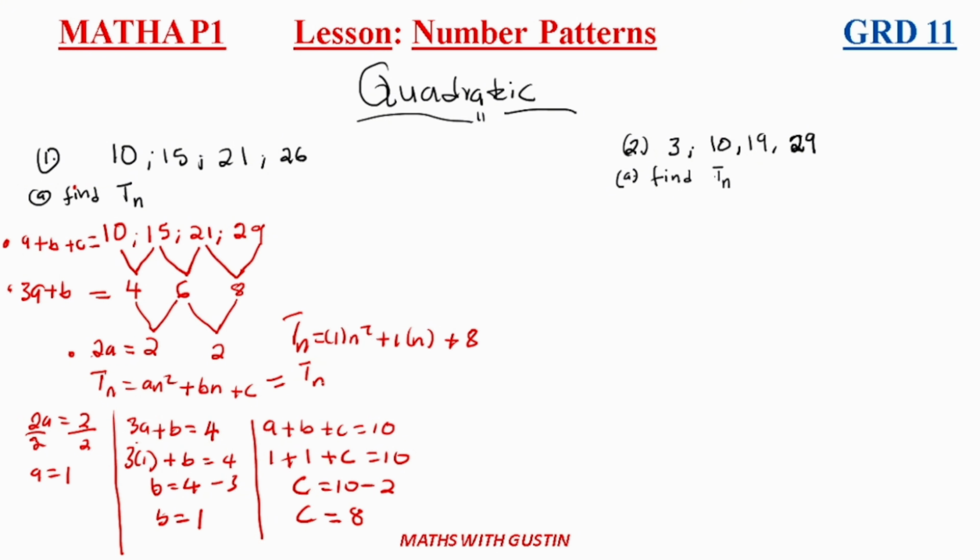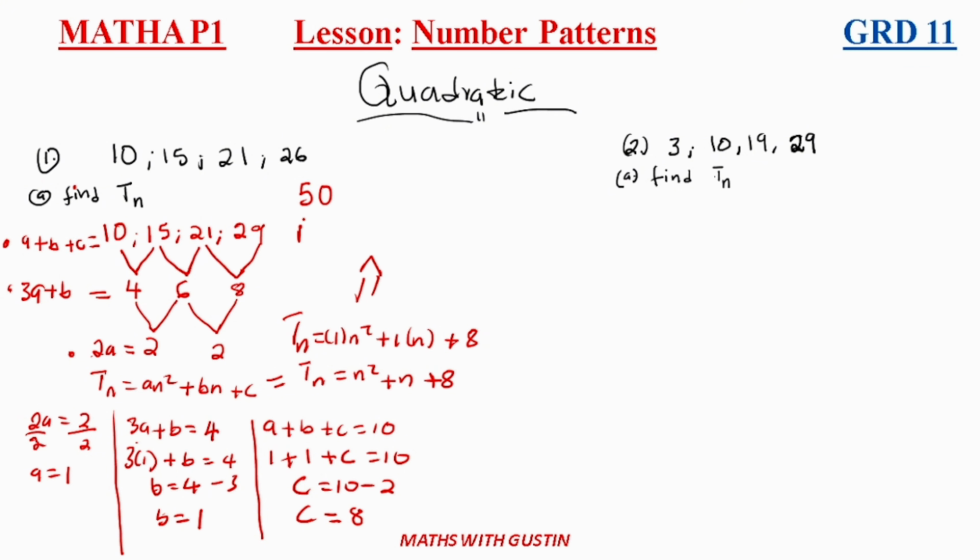Therefore Tn is equal to n squared plus n plus 8. Once you have that, they can ask you anything they would like to ask you. They can ask you to find term number 50 or any other term. Let's say they ask you to find term 50. This is what you would do here.